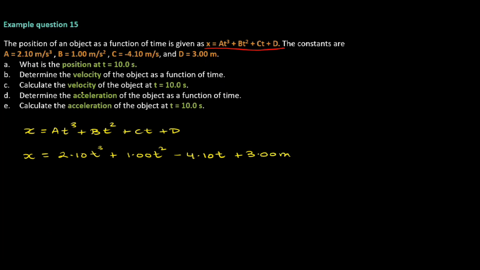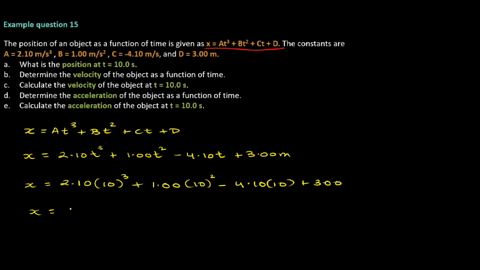In part A, I just need to find position at 10 seconds. And since we already have the position function, I will just substitute time t equals 10 seconds in my function for x here. So let's find position at 10 seconds. X will be equal to 2.10. In place of t, now I will substitute 10. So 10 cubed plus 1.00 times 10 squared, minus 4.10 times 10 plus 3. And when you solve this, you get position at 10 seconds as 2162 meter.